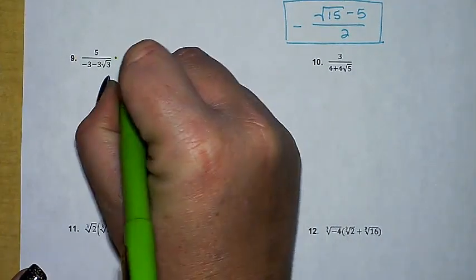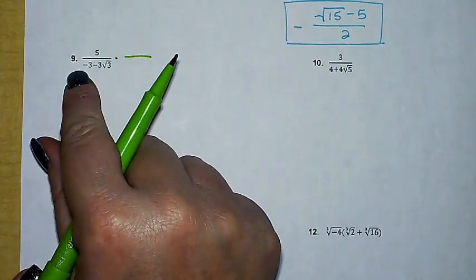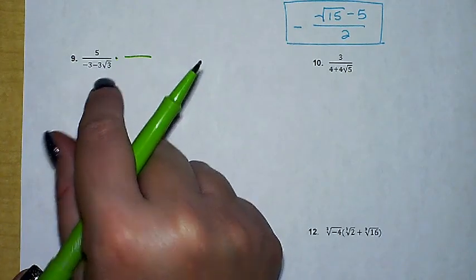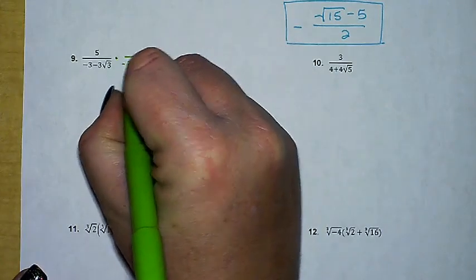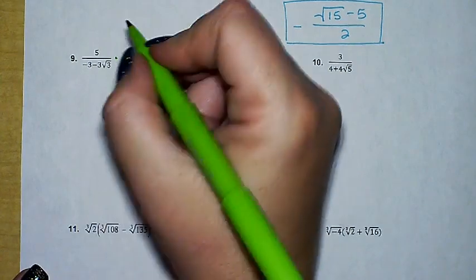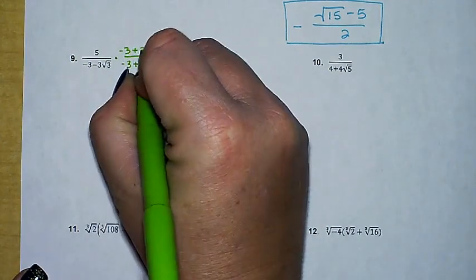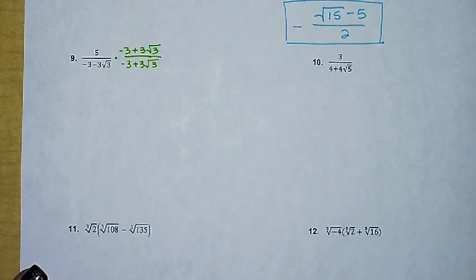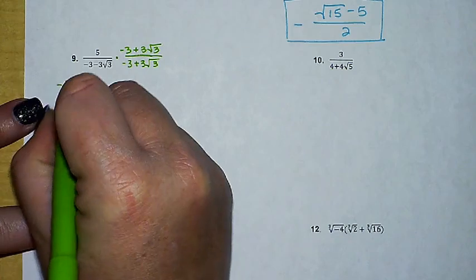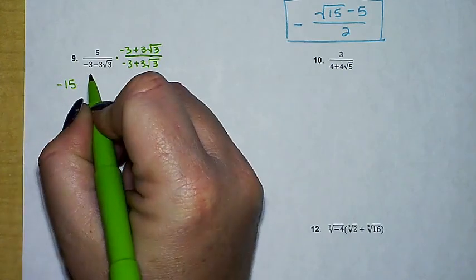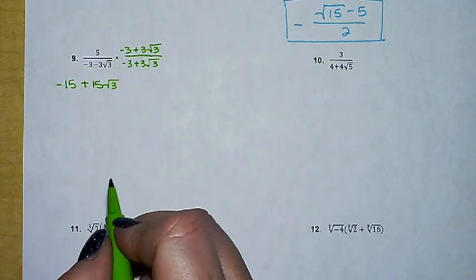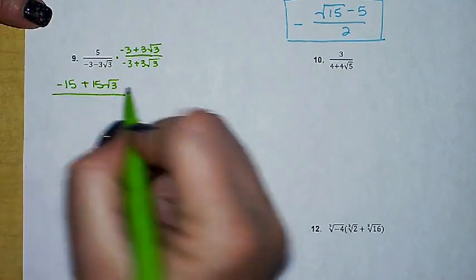All right, so the first thing we need to do is take the conjugate. Now you can see you've got a negative out front. That stays negative, but we're going to make it a positive 3 times the square root of 3. Okay, so we have a negative 3 plus 3 square root of 3. Same thing for our numerator, and we multiply this here. We have a negative 15 plus a 15 times the square root of 3 for our numerator.